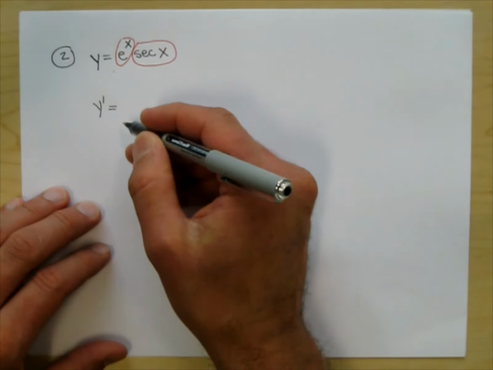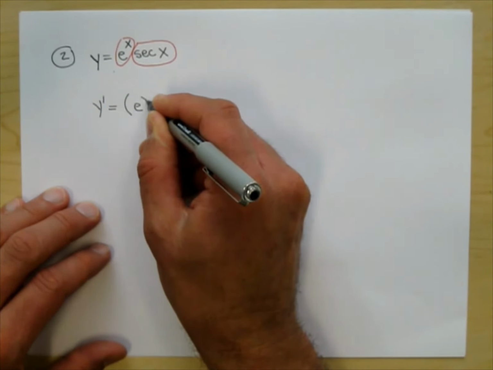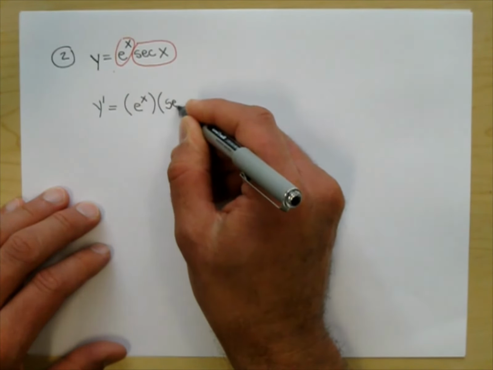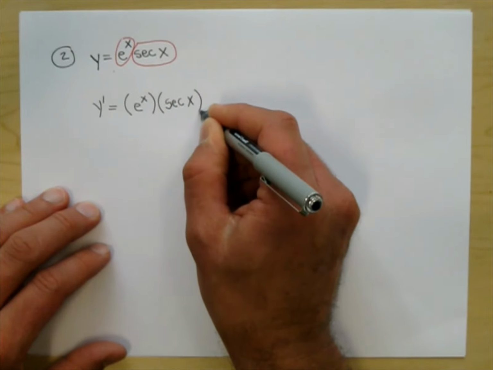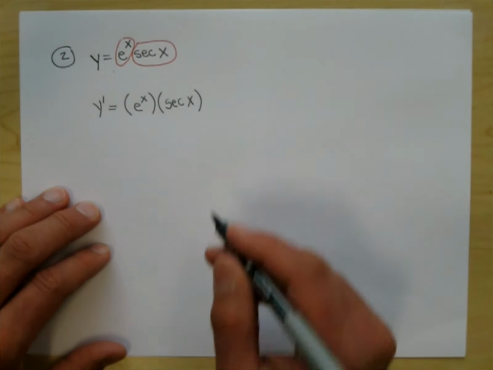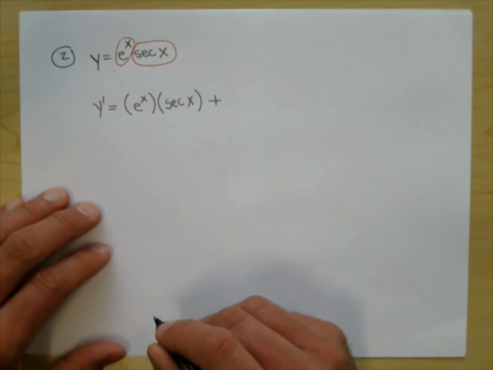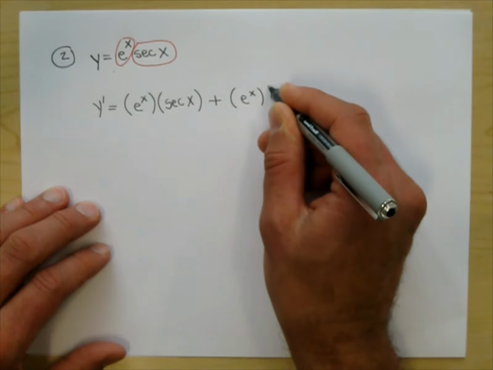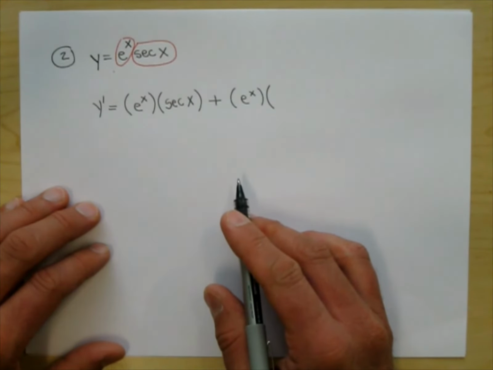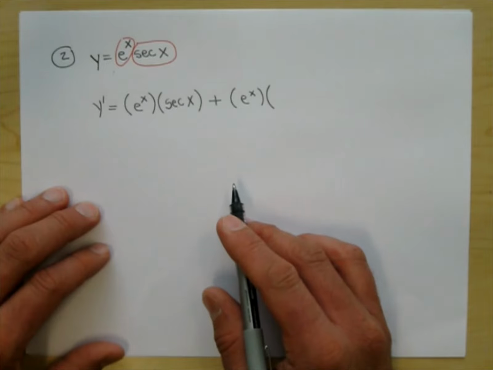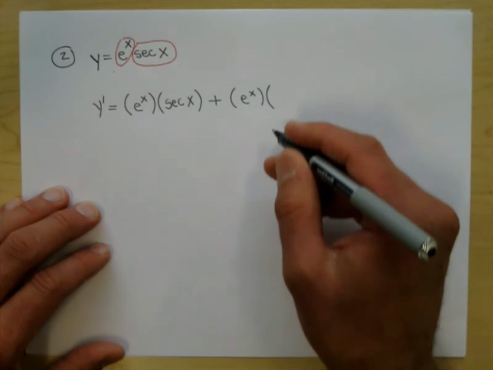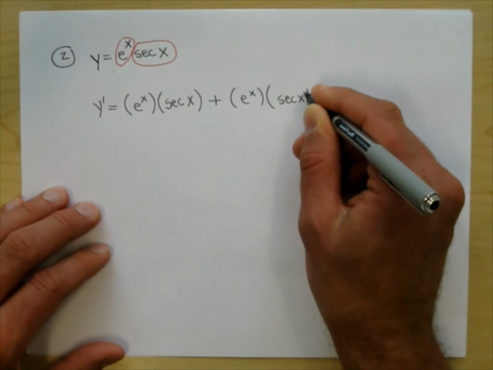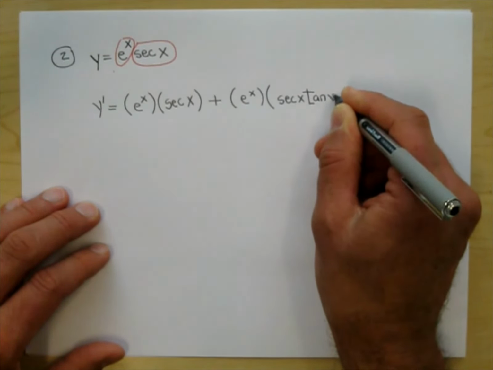So the derivative of the first times the second plus the first times the derivative of the second. So the derivative of the secant x, and this is something that you should try to memorize. It's the secant x times the tangent x.